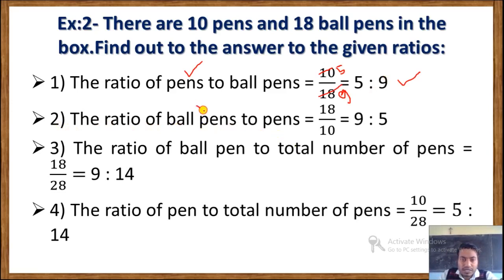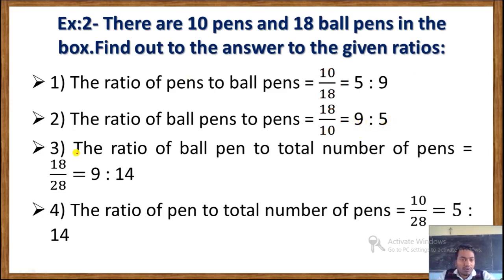Now question number 2, the ratio of ball pens to pens. So first ball pens is mentioned here, so first we'll write 18. 18 is the number of ball pens. So first we'll write 18 to pens, then we'll write the number of pens, which is 10. Now reduce the term. 2 9 is 18, 2 5 is 10. So 9:5, this is the answer. 9 is the first term and 5 is the second term.